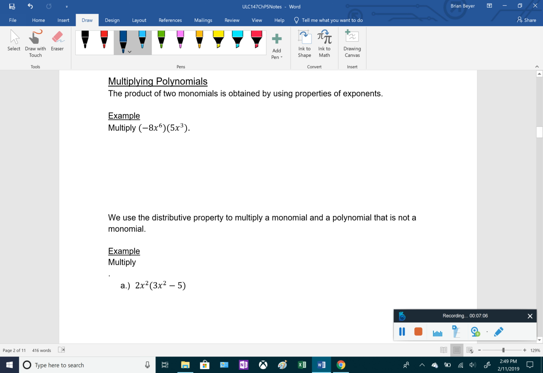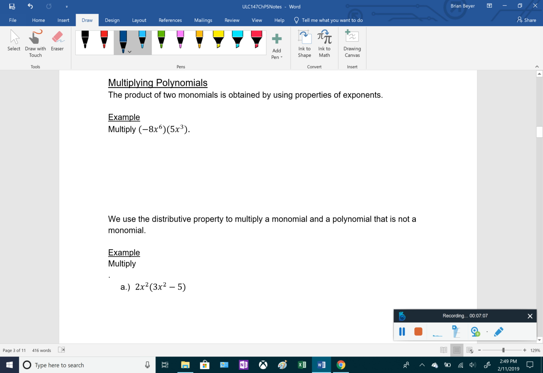So now we'll get into the new-ish kind of thing, which we've already kind of done a little bit of in the beginning, is multiplying polynomials. So we're going to start with multiplying two monomials, so multiplying two polynomials with one term each in it. So we did this before. It's just using properties of exponents.